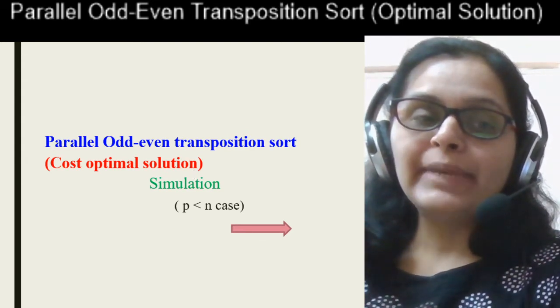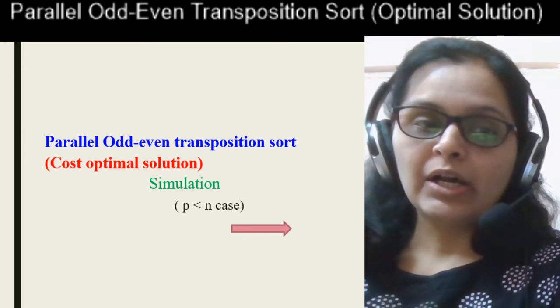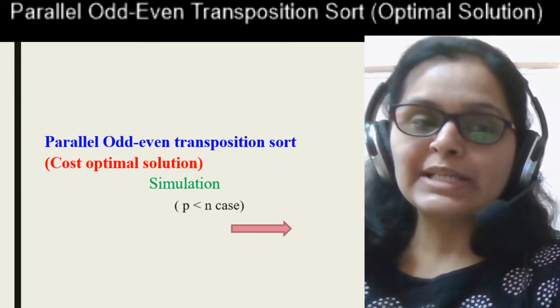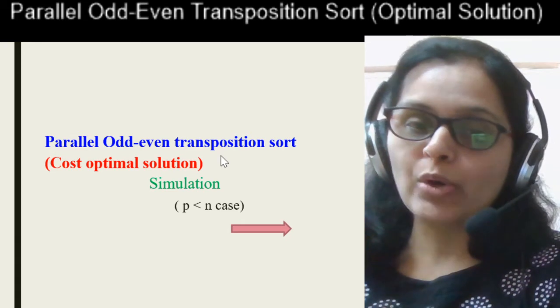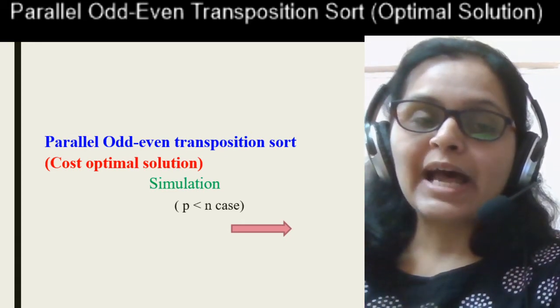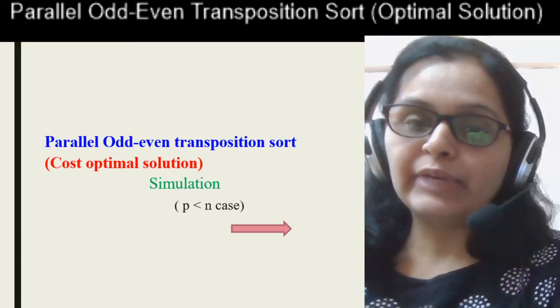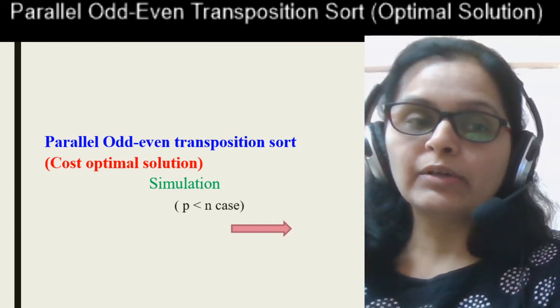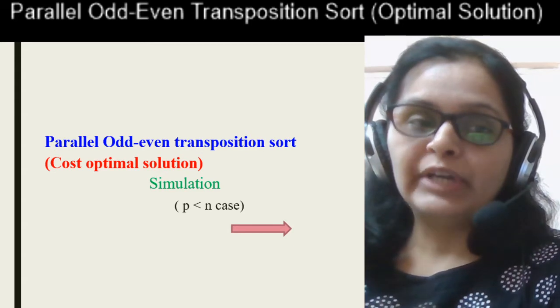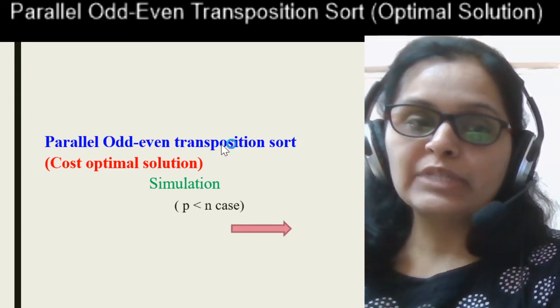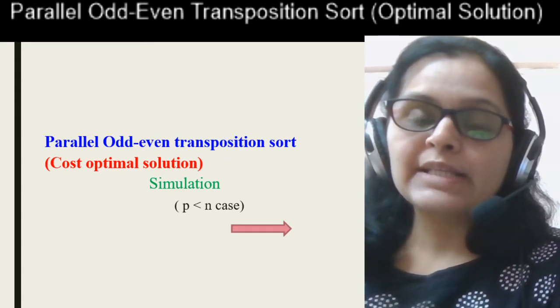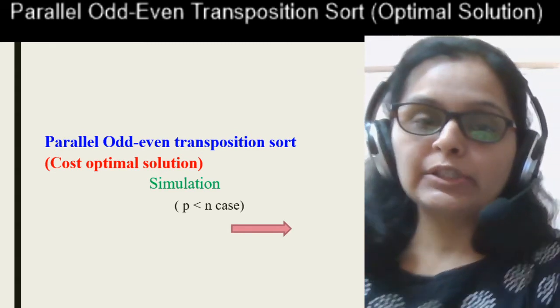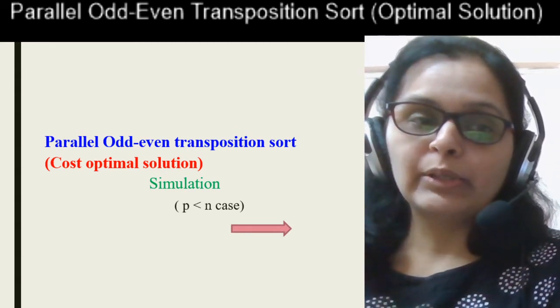The case is P is equal to N. So P is the number of processes and N is the number of elements to be sorted. This case I have covered in my second video. So students, I recommend you to watch these two videos prior to this video. The video links I have given in the description box of that particular video.